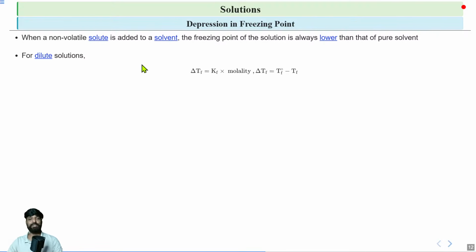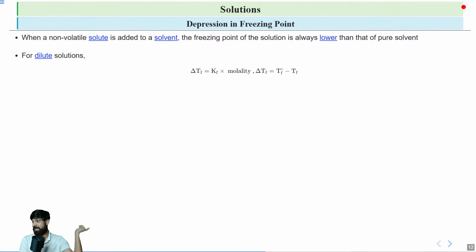Now for dilute solutions, we can write the formula for depression in freezing point as delta TF is equal to KF into m, where delta TF is T0F minus TF. T0F is the actual freezing point of the pure solvent, and TF is the freezing point of the mixture or the solution. Now you should ask why we are writing T0F minus TF.